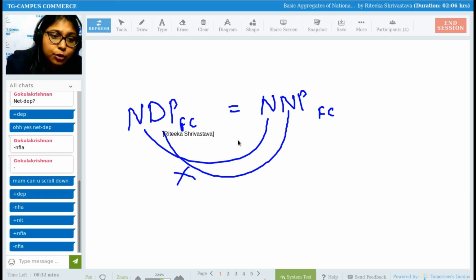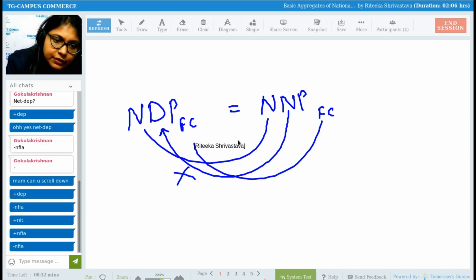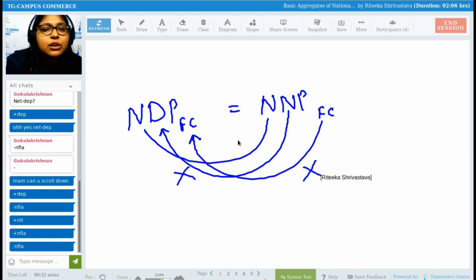Now, net to domestic is different, you will have to do the changes. P as it is same, FC also same. Again, no need to do anything. Leave it as it is.